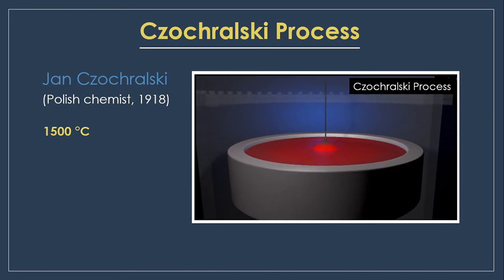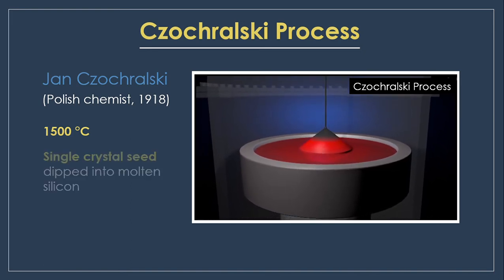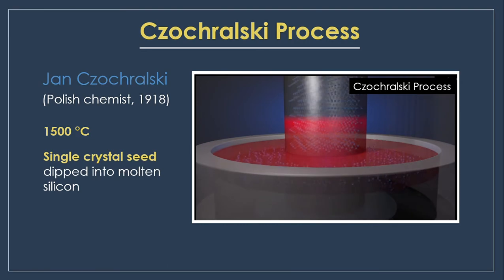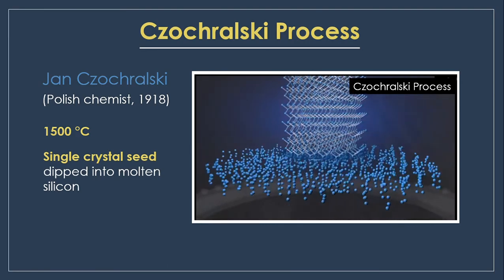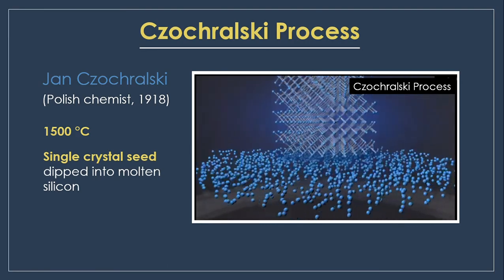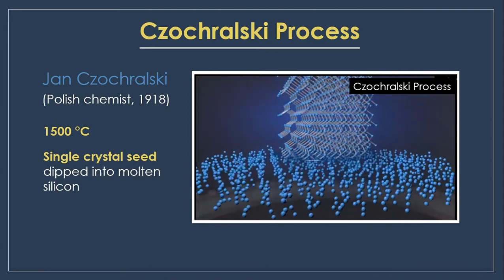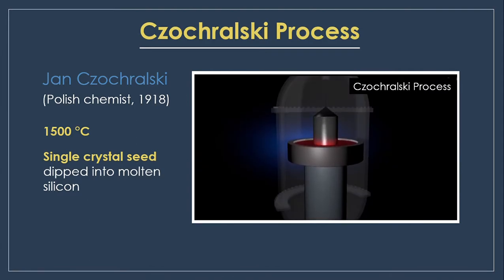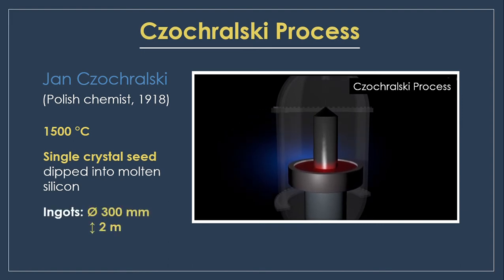The crystal is counter-rotating and pulled upwards, allowing the formation of a large, single crystal cylindrical column from the melt. This big, single crystalline silicon block is an ingot. Through this method, we can process crystal ingots with a diameter of 300 mm and with length of 2 meters.